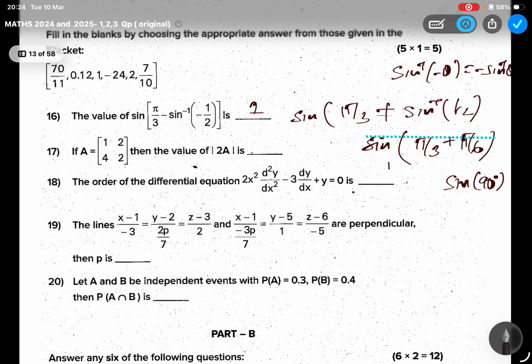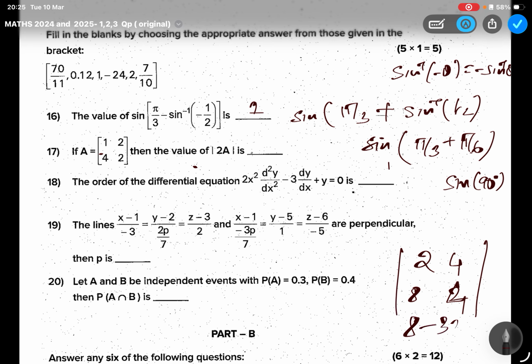So the value of determinant of 2A: multiply by 2, we get 2, 4, 8, 2, it means 4. Now take its determinant: 2 into 4 is 8, 8 into 4 is 32. What is 8 minus 32? The order of the differential equation, they are asking order, highest differential 2.